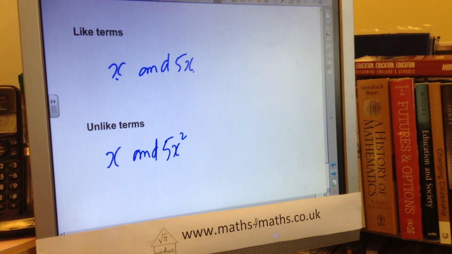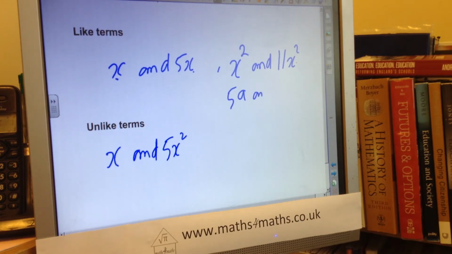This is x and this is 5 of the same x's. But these are unlike because this is x and that is not just x but x squared. Here is 1x, but this is 5x squared, so they are not like terms. Other examples can be x squared and maybe 11x squared are like terms.